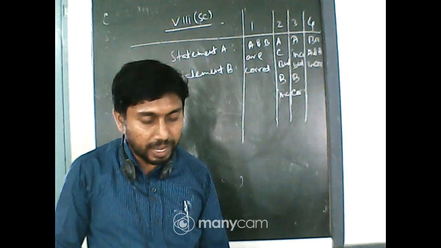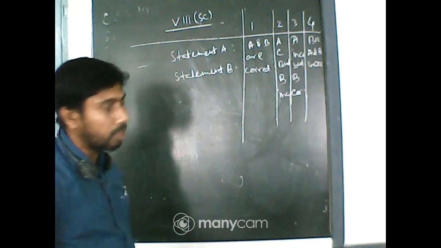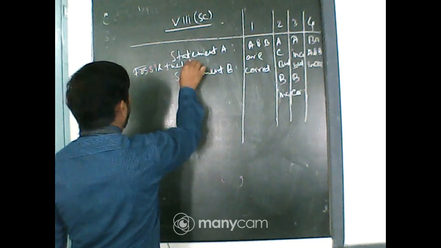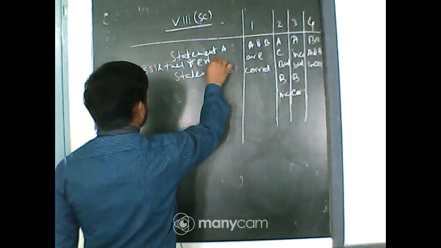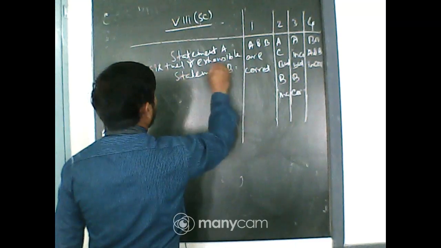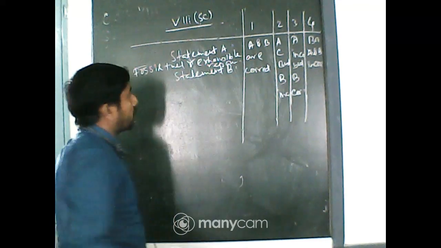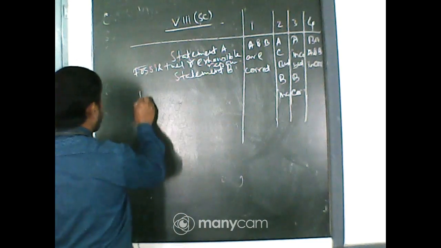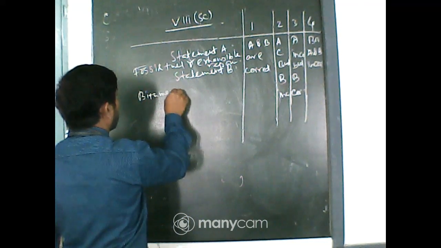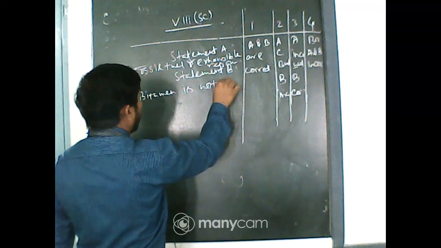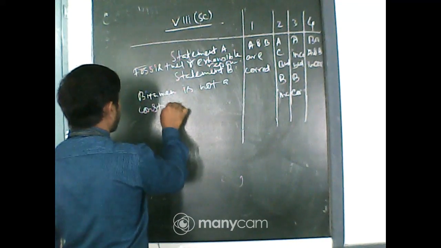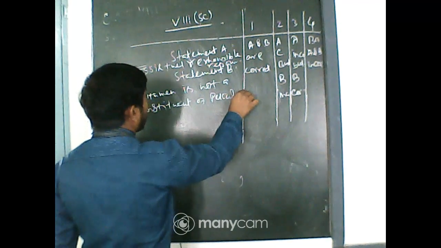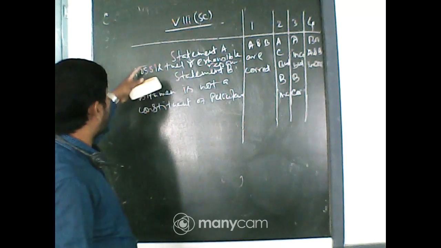Statement A is telling that fossil fuel are exhaustible resource. This is statement A. Statement B is that bitumen is not a constituent of petroleum.